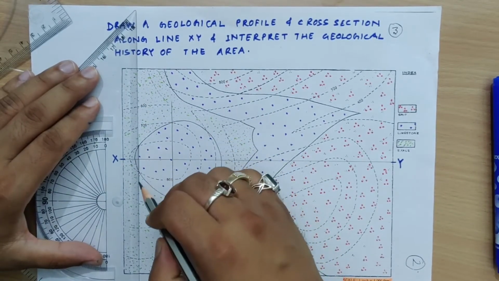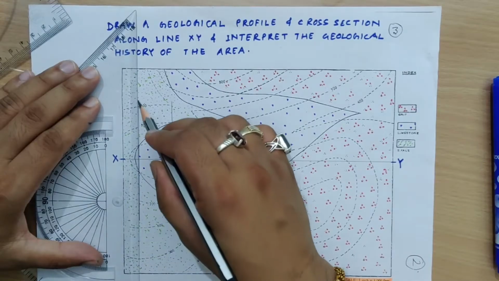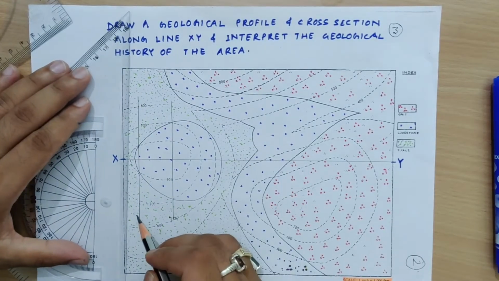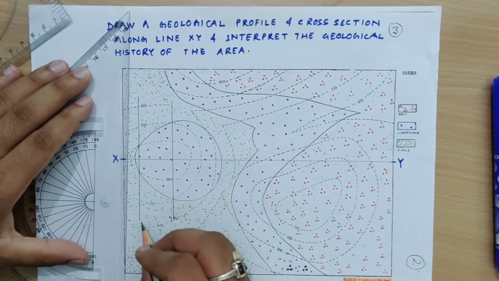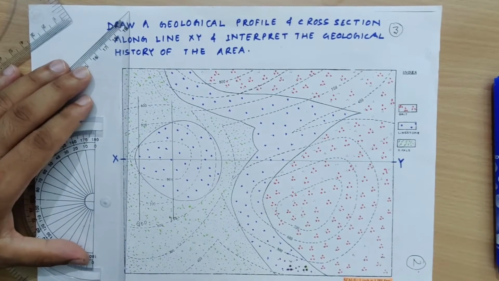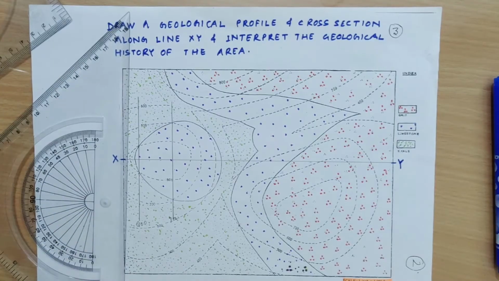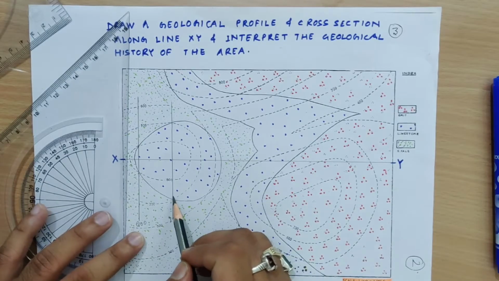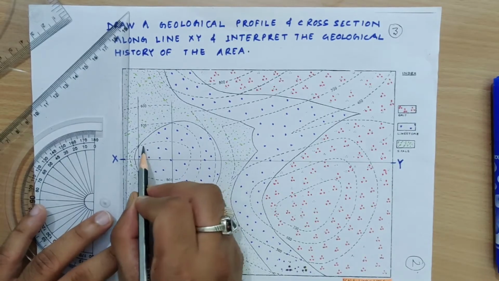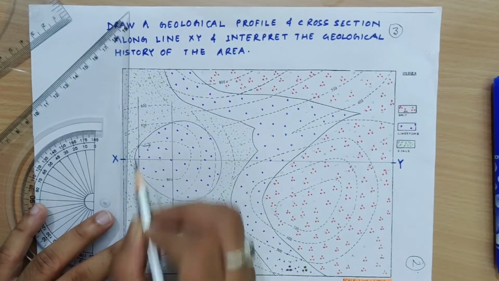So if we are drawing from here, this is another value of strike line. So if this was 700, this is 800. So now we know that the dip direction is from higher value of a strike line to lower value of a strike line. It means this is the direction of dip.